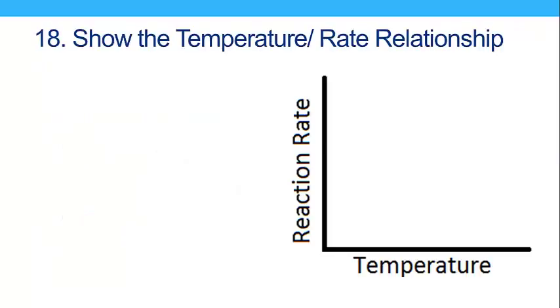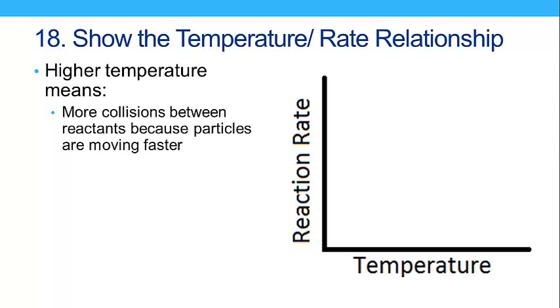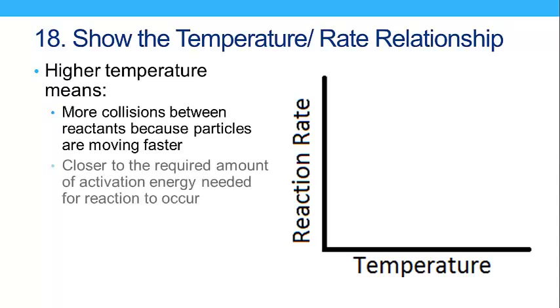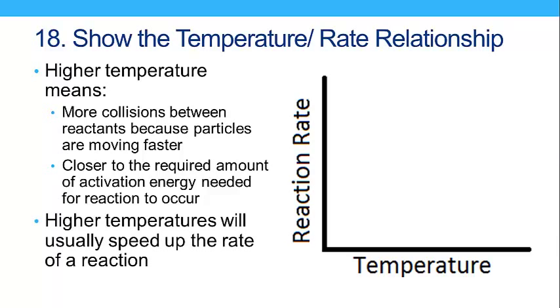Number 18 asks us to show the relationship between temperature and rate of reaction. So higher temperature is going to mean more collisions between reactants and particles because these particles are moving faster. So those reactant particles are more likely to collide because they're moving much faster. A higher temperature also means that we are closer to that requisite amount of activation energy needed for the reaction to occur. So high temperatures will usually speed up rate of reaction. So the higher the temperature, the higher the rate. That is a direct relationship.